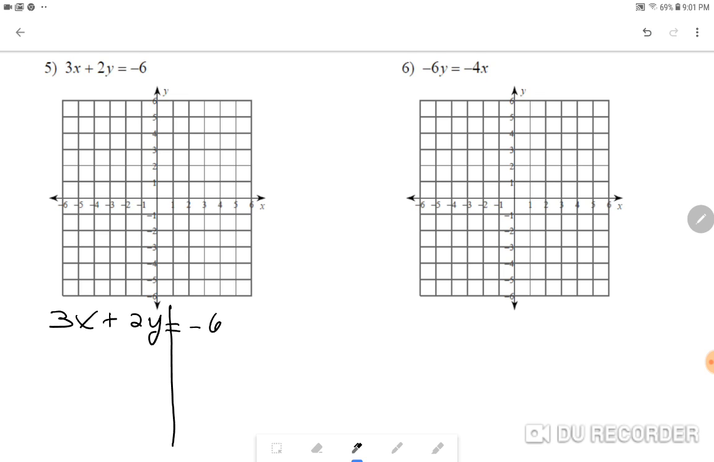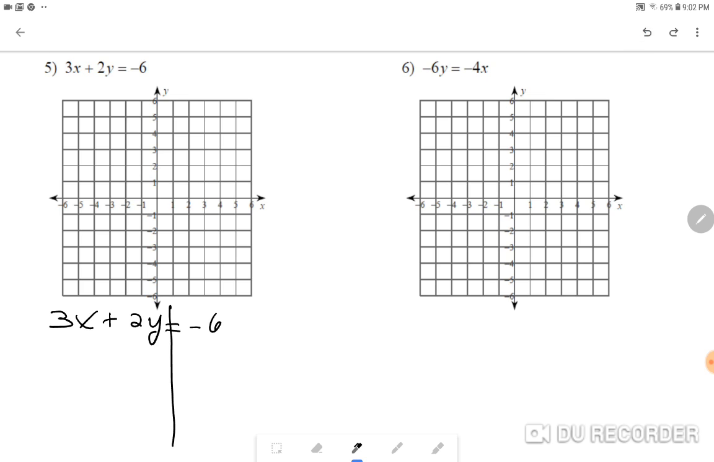Now we follow the steps that we did first semester. Step number 1, eliminate parentheses, fractions, and decimals. We have none of them. Number 2, combine like terms. On the left, 3x and 2y cannot be combined because they're different. They have to be like terms in order to combine them. In this case, they cannot be combined. On the right hand side, the negative 6 cannot be combined because it is by itself.